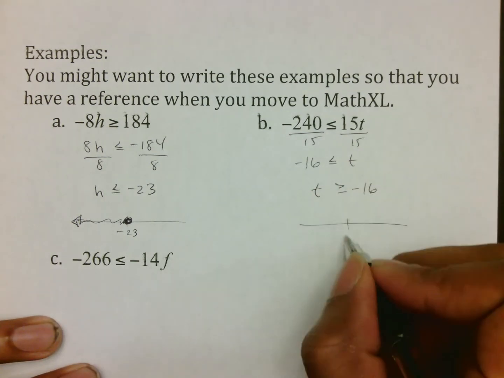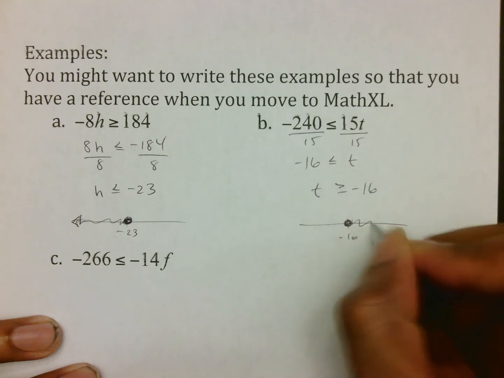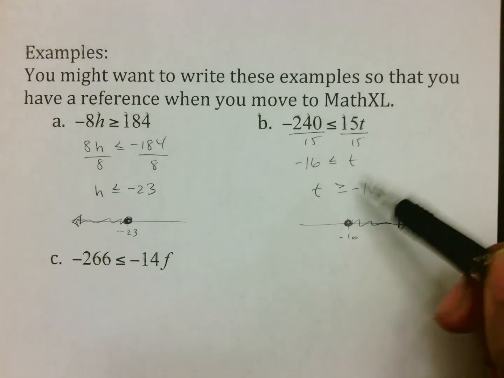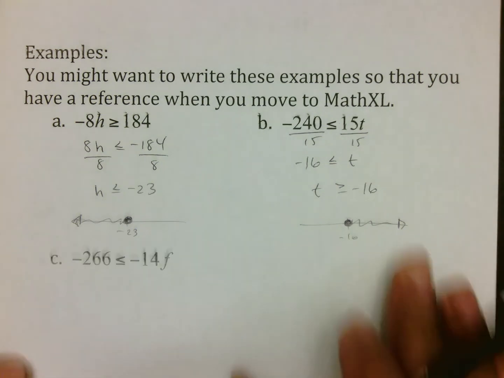Again, if you were going to graph that, the negative 16 would be here. It would be a closed circle. And because it's pointing to the right, this would go off to the right. But again, notice my first step, the sign didn't change. There's only two times when you change, when you're switching signs or switching sides.